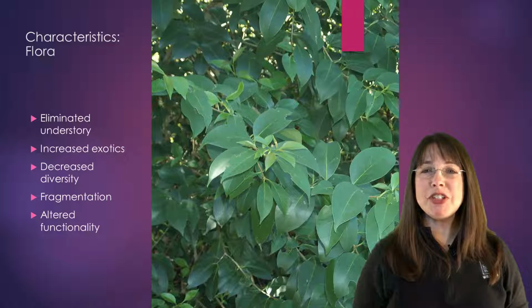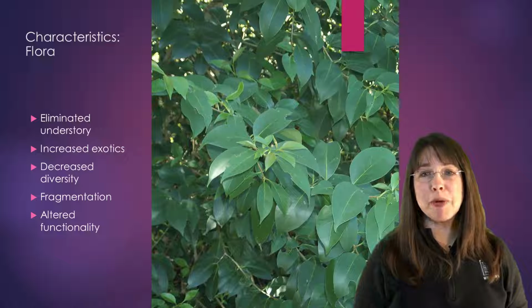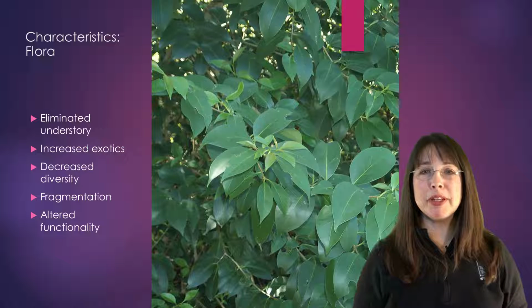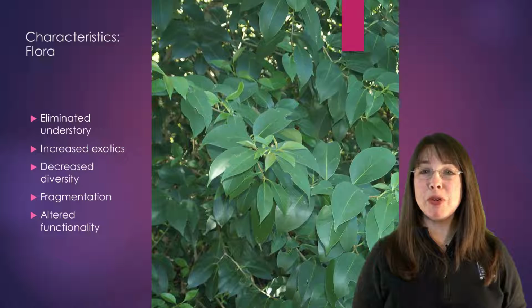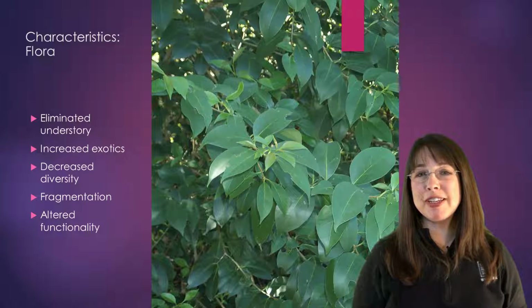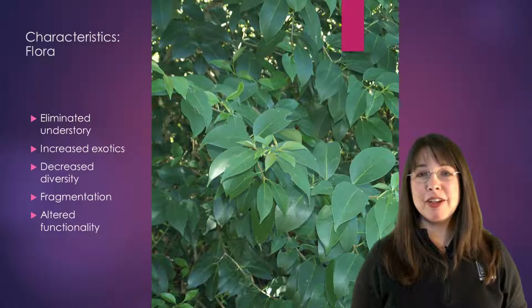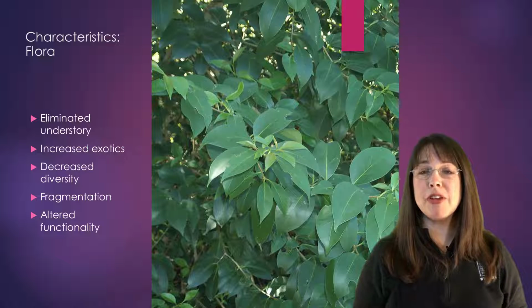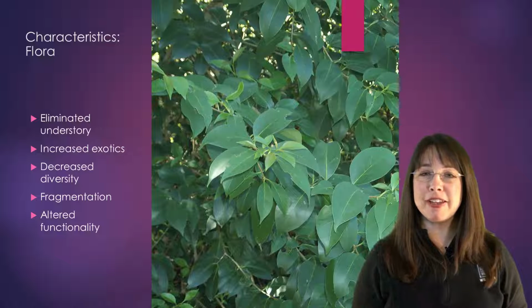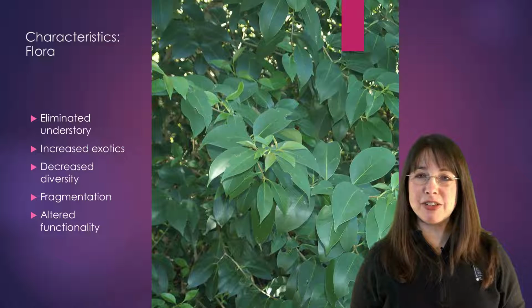Also, the bits of vegetation that are remaining tend to be broken up by roads, buildings, or other development, which fragments the habitat. Fragmentation makes it difficult for animals to get the food, water, and shelter they need all in one place. And frequently they'll need to cross roads, buildings, fences, or other structures every day to find the things that they need to survive.